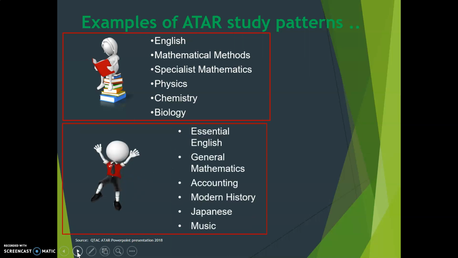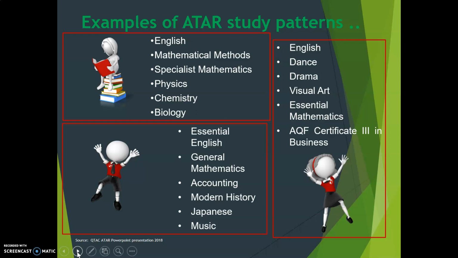This person is studying general maths, accounting, modern history, Japanese and music, 5 general subjects. The pattern states that you must study in English. This person has chosen to study Essential English. That person would be looking at going to university via a diploma bachelor pathway. Without general English, they are not able to apply directly to university for a course.